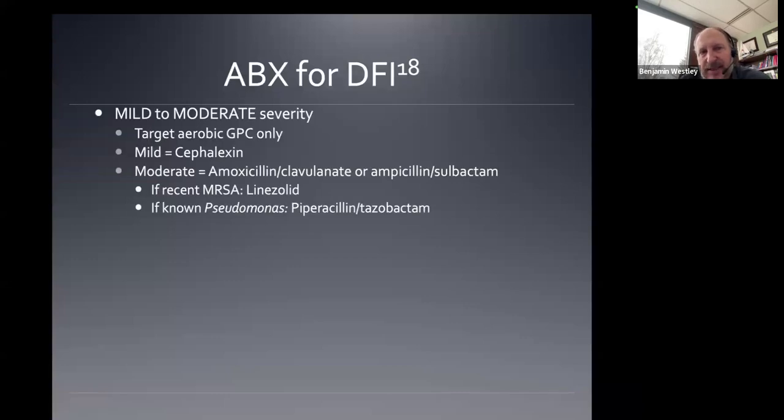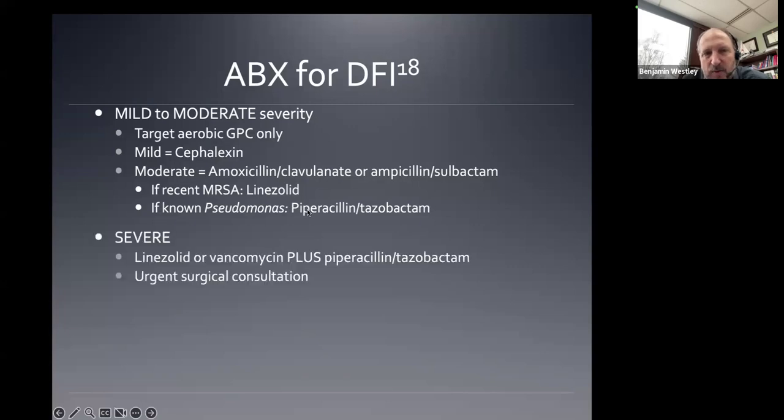Okay, so we've categorized these now, mild and moderate. The guidelines are quite clear that we're worried about gram-positive organisms, gram-positive cocci, specifically beta strep and Staph aureus. So for a mild clinic outpatient foot infection, cephalexin is a reasonable empiric target if the patient has not had MRSA before. For moderate infections, we talk about using amoxiclav or ampicillin-sulbactam. If there was MRSA recently in that patient, linezolid would be another option. And if it's known that there's Pseudomonas in that wound previously, recently, Piptazo would be an option.